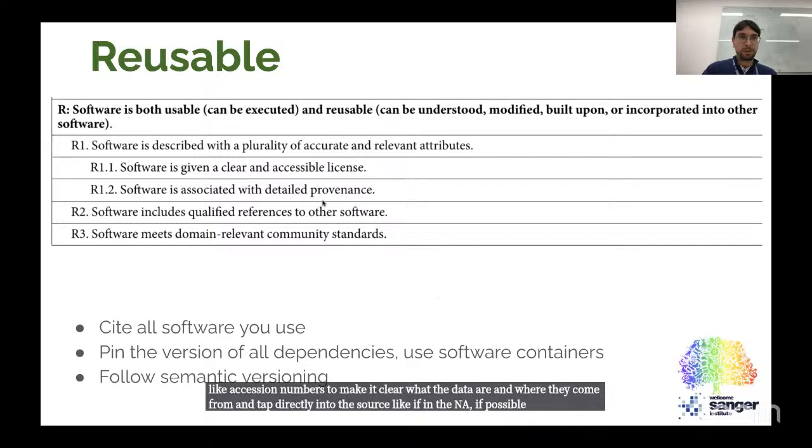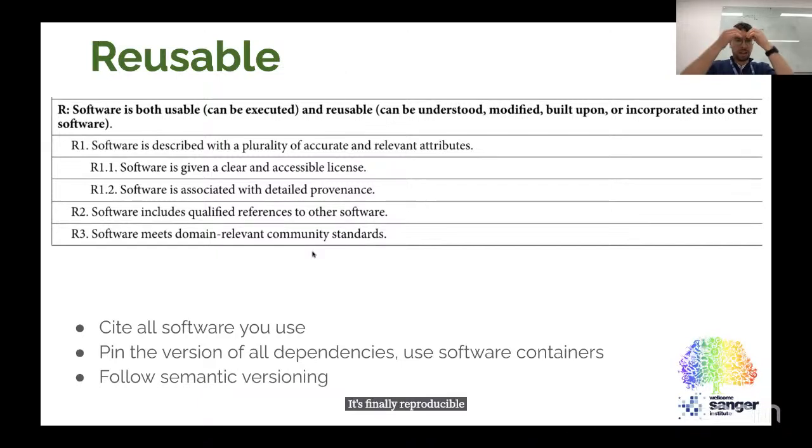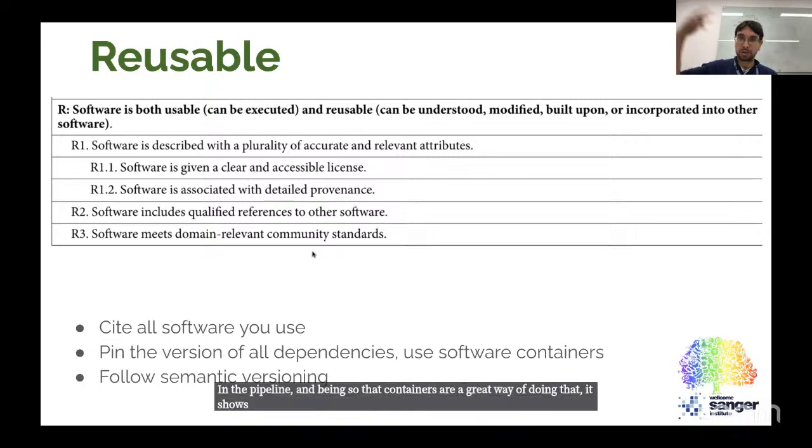And finally, reproducible and reusable. Our take is to cite all software that is used in the pipeline and pin their versions and dependencies. Software containers are a great way of doing that. It ensures that even if the source software goes down, you still have one compiled version available that you can use to run the pipeline. Semantic versioning is also extremely useful because it tells your users how your pipeline changes and whether it is still compatible or not.